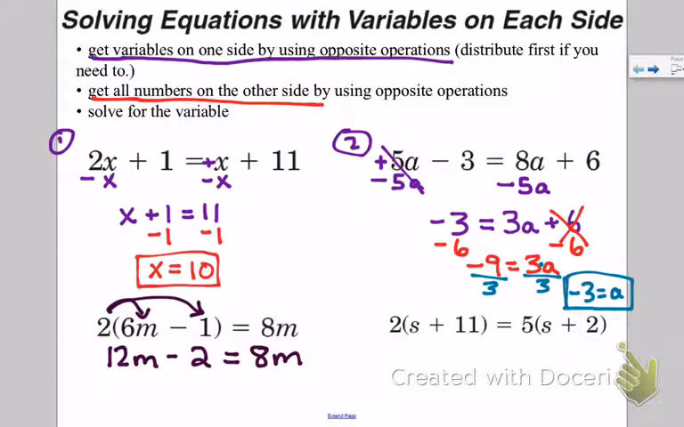In this case, we need to get the m's on one side and our regular numbers on the other side. So I am going to move my 12m. Since there are no other constants in that equation besides the negative 2, I'm going to move the 12m to the right. Because it's a positive 12m, I am going to subtract 12m from both sides.